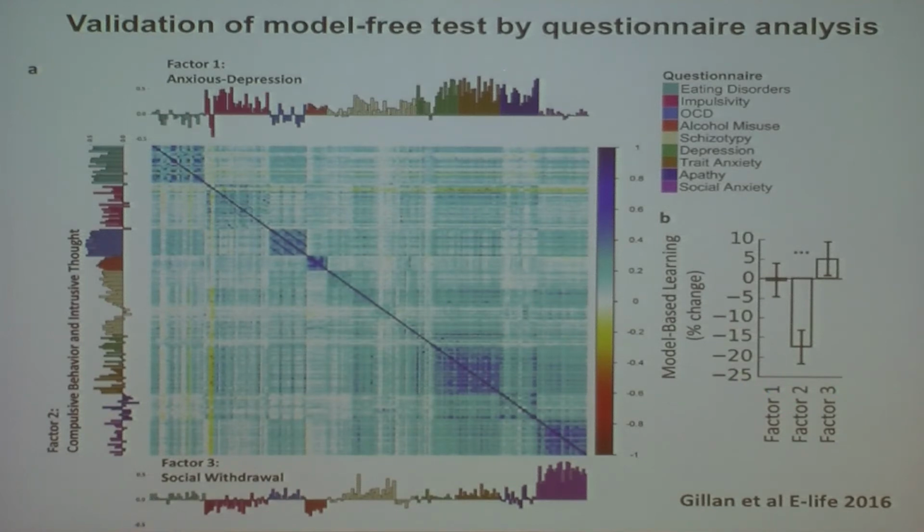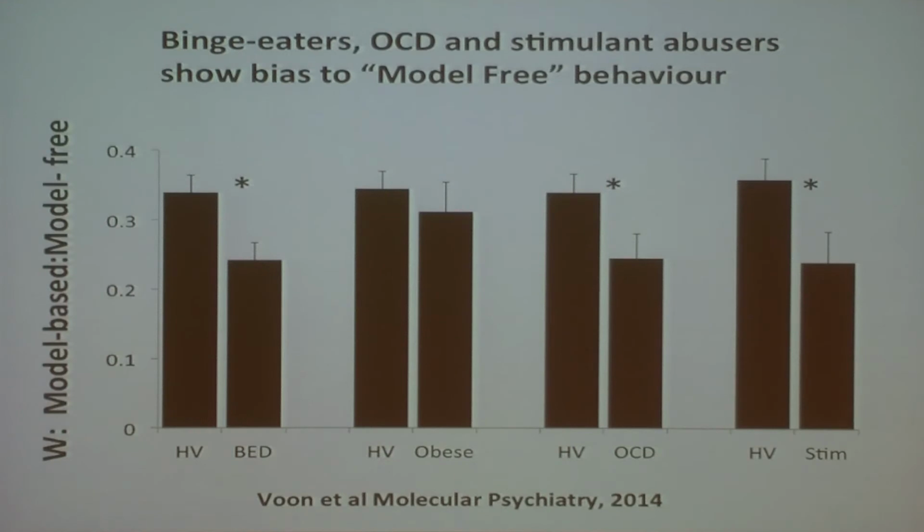One she calls anxiety, another she calls social withdrawal, and a third one which looks a lot like compulsivity. And the compulsivity factor correlates quite highly with the bias produced to habits in this task. So this is the validation of this procedure.